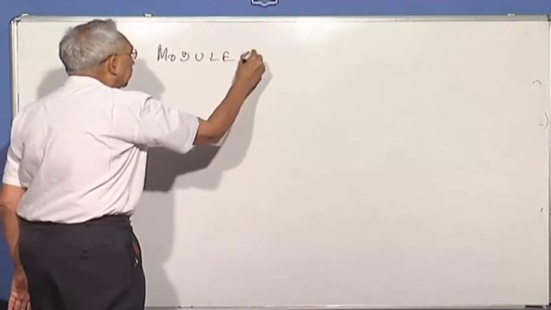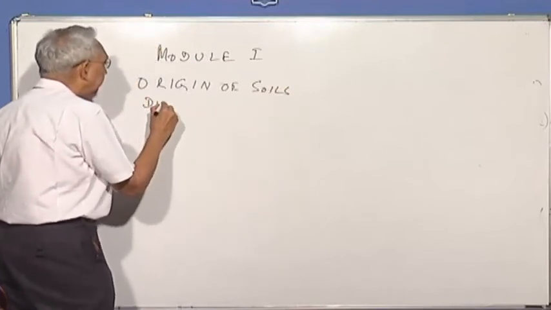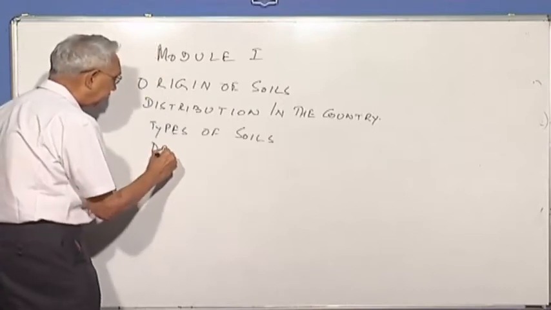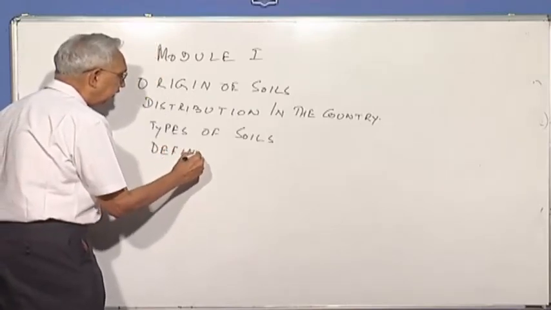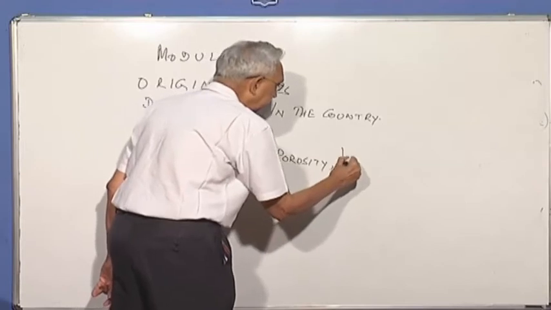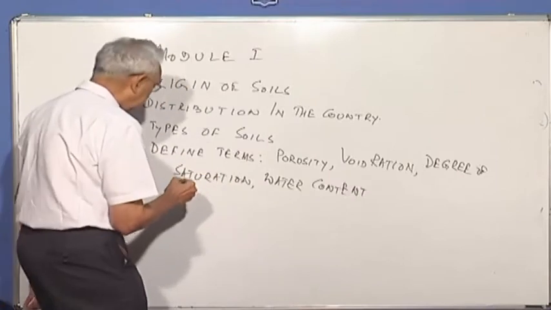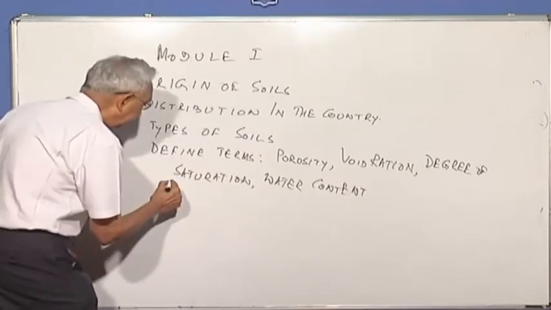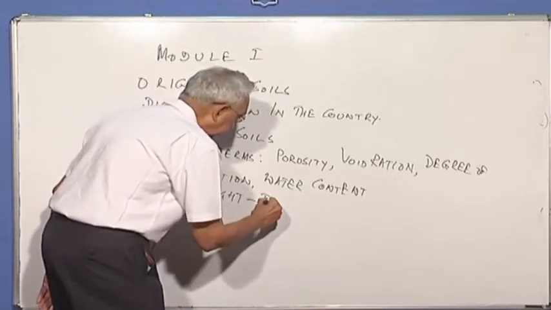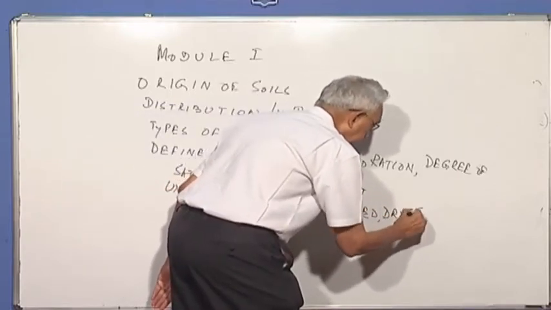We looked at the origin of soils, then how they're distributed within the country, the different types of soils. Then we defined terms, which is the kind of language through which we describe the components. The terms like porosity, void ratio, degree of saturation, the water content. Then several other terms called unit weights in terms of force parameters. I would like you to distinguish between total, saturated, dry unit weight or submerged unit weight.